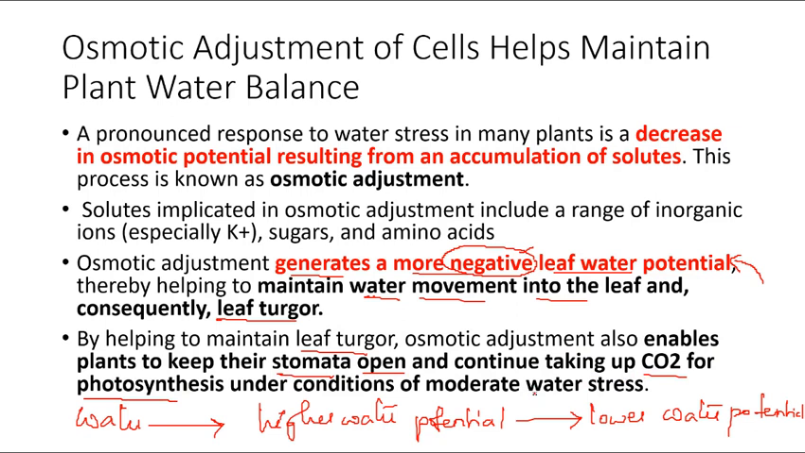So under condition of osmotic stress, under condition of water stress, what happens? The plants accumulate some kind of solutes. These solutes cause a negative water potential, which allows more water to enter into the leaf. So the leaf turgor is regained. Once the leaf turgor is regained, stomata open up and it allows the entry of carbon dioxide, which helps in photosynthesis.